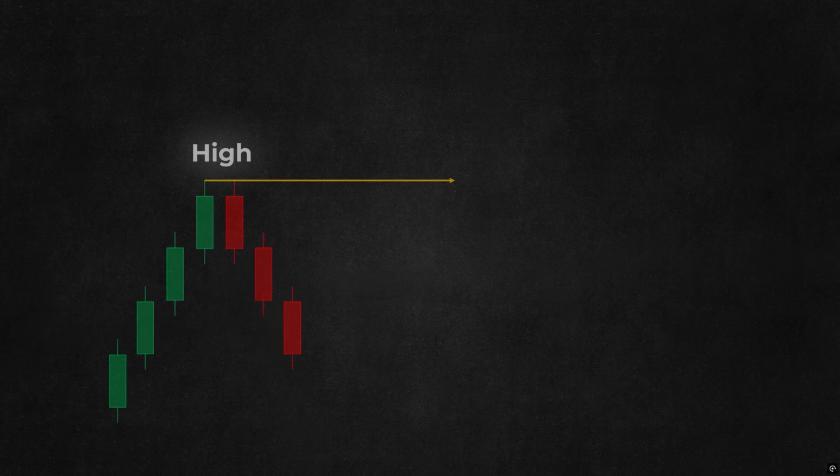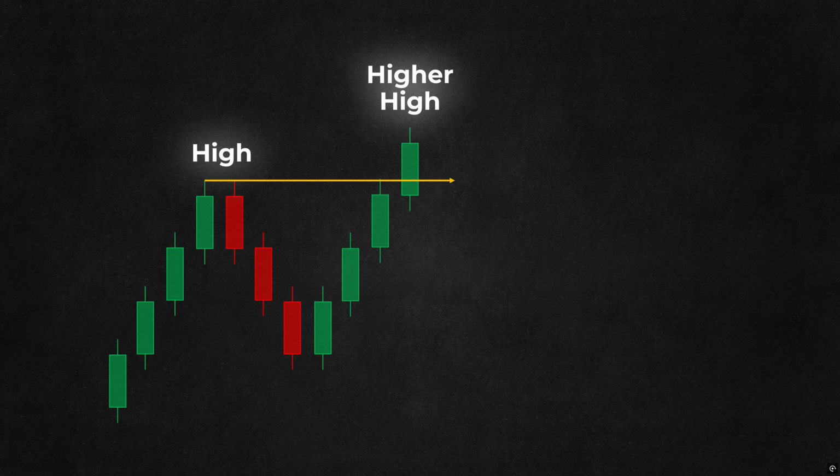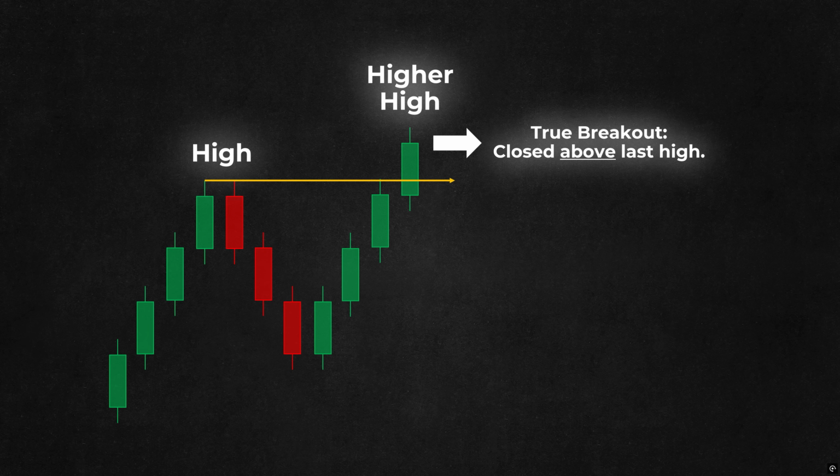Imagine the following situation. Price makes a higher high, closing above the last high. Technically speaking, that is a true breakout. That also means that the low in between these two highs can be classified as a solid structure. The reason for this is that the buyers that initiated the movement in the low were able to create a higher high, closing above the last high, meaning that they were able to prove themselves in a way.